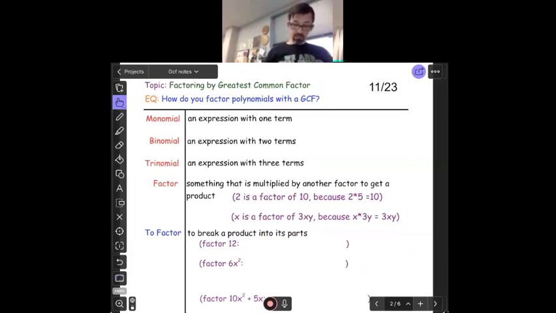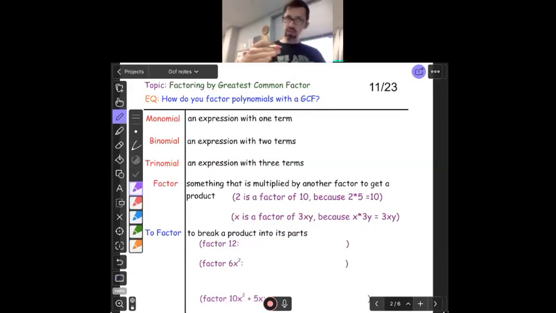So what's a monomial? These three terms here you should all know already from back in the day. You might have forgotten them, but they shouldn't be brand new. A monomial is just anything with one term. So x is a monomial. 5x squared is also a monomial. 7 is a monomial. Something crazy like a squared b c cubed is also a monomial. They all just have one term.